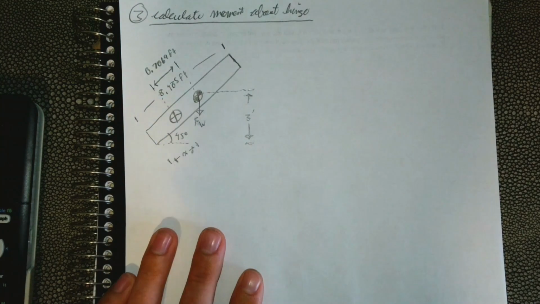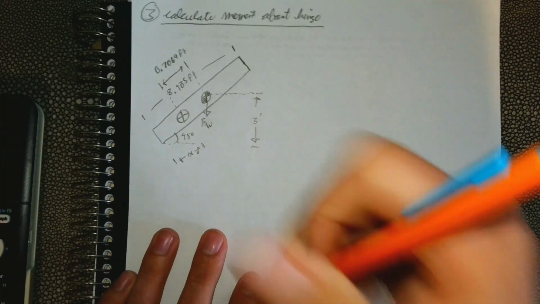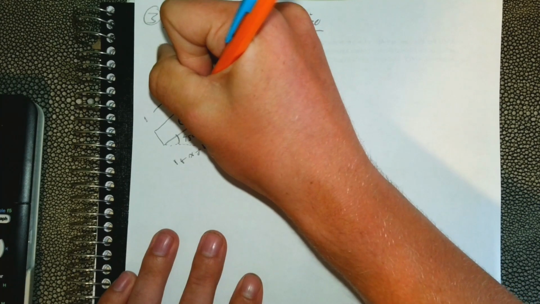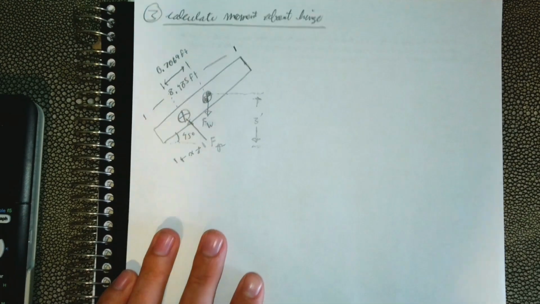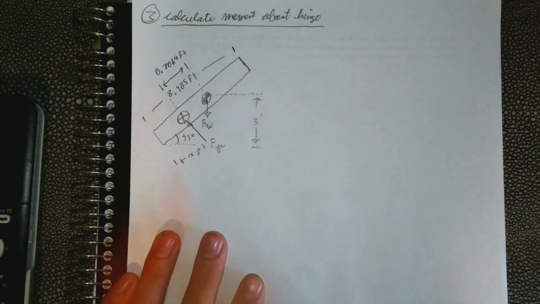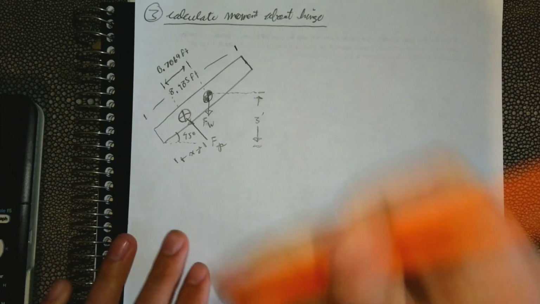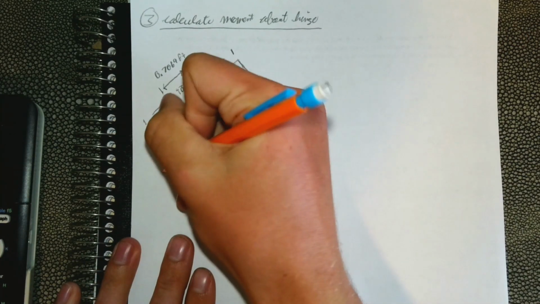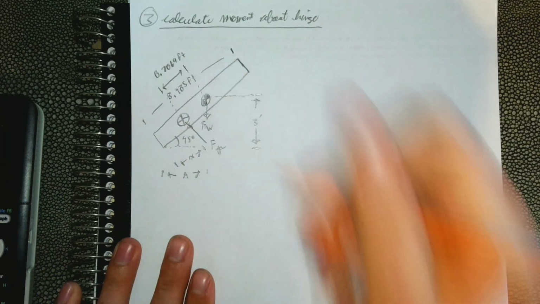It told us the weight of the gate, so it's going to be acting at the centroid, right? And then we know that there's going to be a pressure force that we also solved for, acting at the center of pressure, right? Okay. There's a lot of stuff going on here.